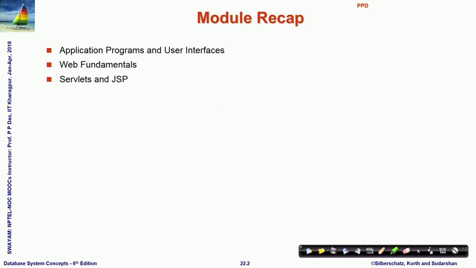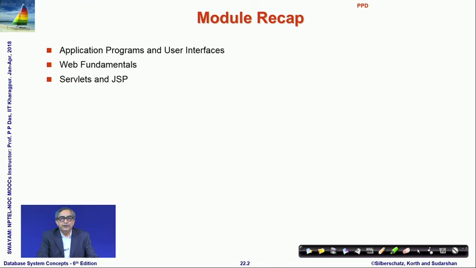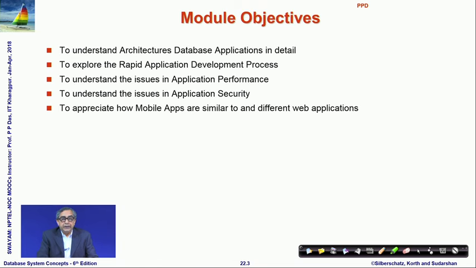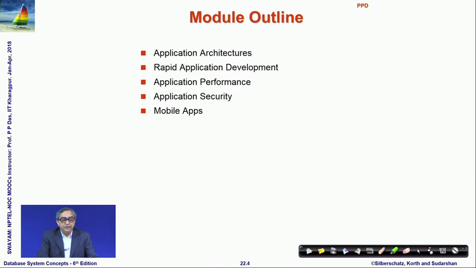In the last module, we took a quick look at application programs and user interfaces, and looked at the fundamental notions of the web, specifically servlets and JSP. In the current module, we would like to understand the three-tier architecture in a little more detail and quickly take a look into rapid application development processes, what kind of help is available to quickly develop applications, and then we will briefly look into the issues of an application's performance and its required security. And at the end, we will discuss how a mobile app is similar to such web-based database applications and how they are different. So, this is the outline, the 5 parts.